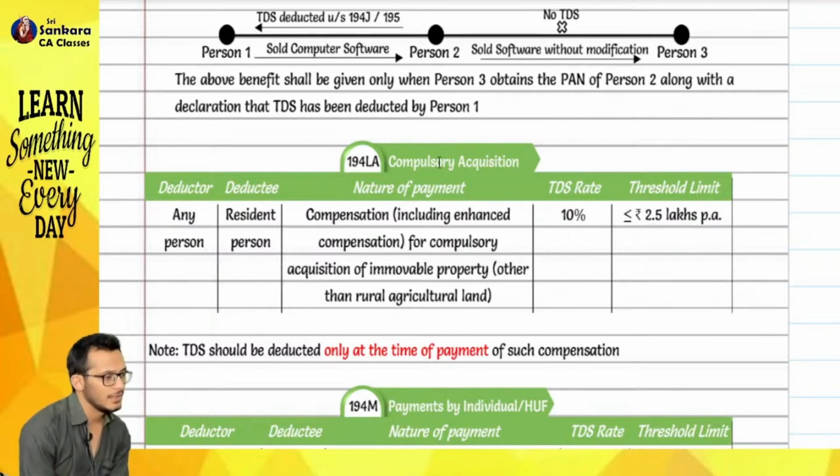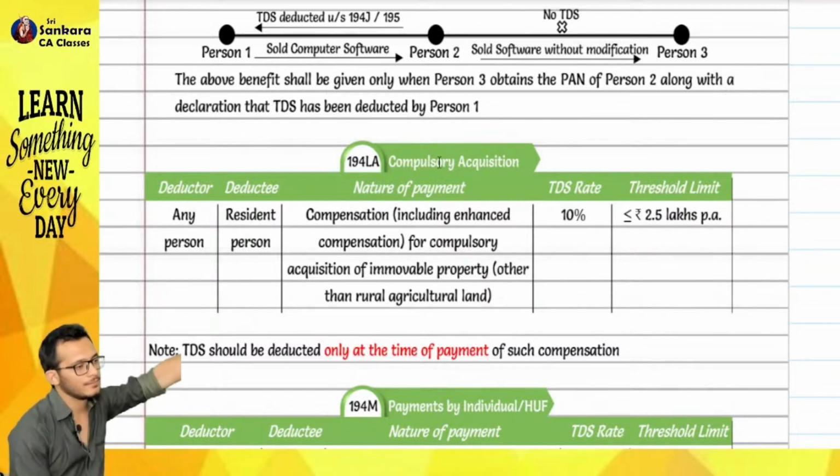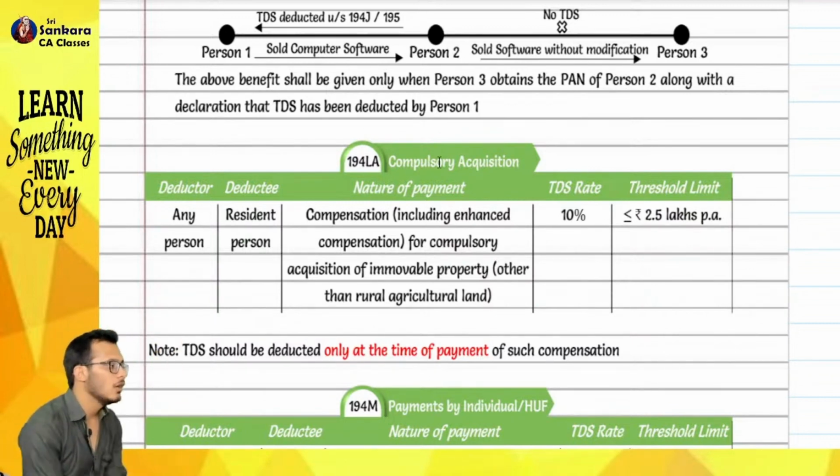Because the taxability will also happen in the year in which the first installment is received. After L comes M. M basically says, if you are not covered under C, J or H, you come under M. You come under M, meaning you are who? Individual and HUF.